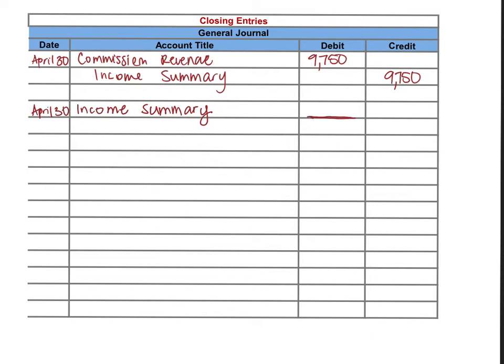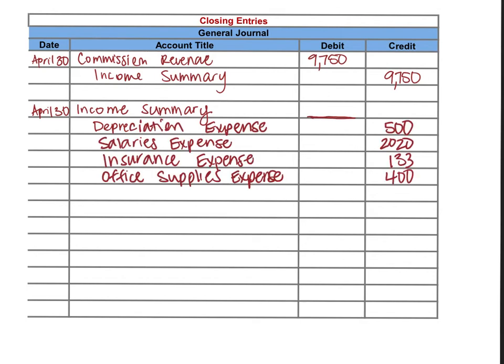Now I'm going to go through and list all of my expenses that I have, and you're going to have quite a lot of lines here. So for example, depreciation expense, and then every expense that follows: salaries expense, insurance expense, and office supplies expense. We're going to list them all individually as credits, and then the total amount, that's the sum of all these journal entries, will be entered in our debit. So that's a sum of $3,053, and this should also match what our total expenses were on the income statement you might have already created.